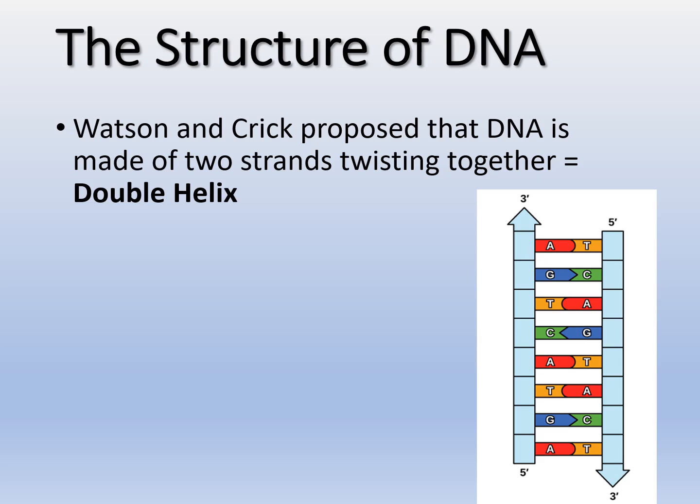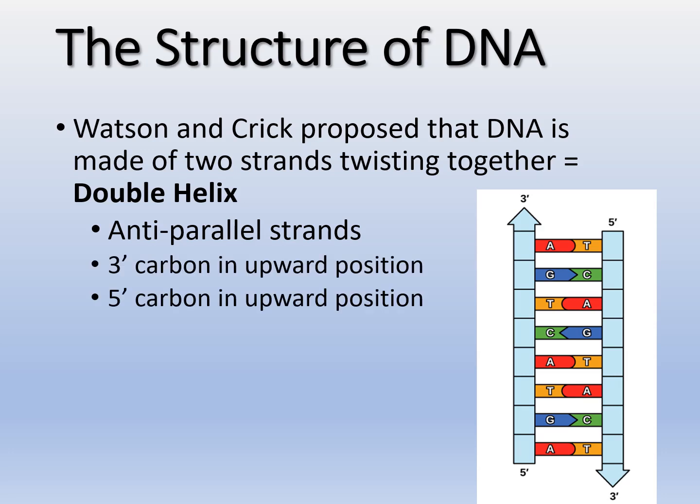It was Watson and Crick that proposed the idea that DNA is made up of two strands twisting together. And so they came up with the double helix idea. It's really two anti-parallel strands. Essentially, if you say that there's a direction of each of these strands, it depends on the carbon direction. Don't worry too much about that, but they call it the 3' end and the 5' end. And it just depends on the direction of the carbon or the position.